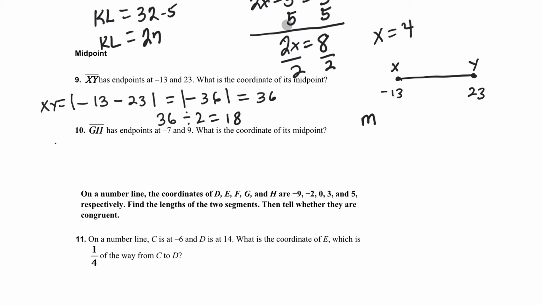And so to find the midpoint, we're going to add 18 to negative 13. And I'm going to say M is for midpoint. So we have negative 13 plus 18, and that gives you 5. So the midpoint is 5. Of course, it's not drawn to scale. So let me repeat. You got to find the distance. Once you have the distance, you divide by 2, 36 divided by 2. And then you add that half distance to the endpoint, and that's your new midpoint.